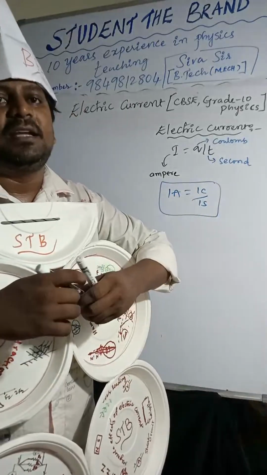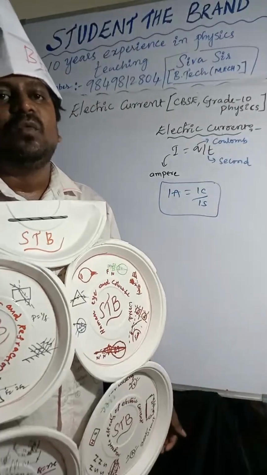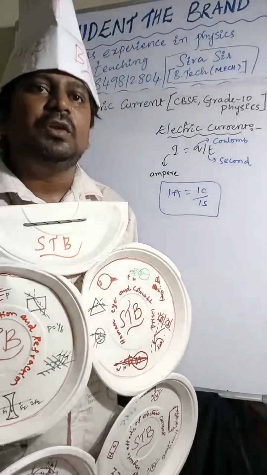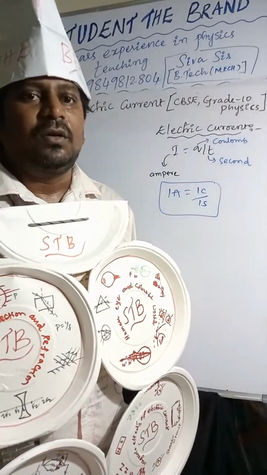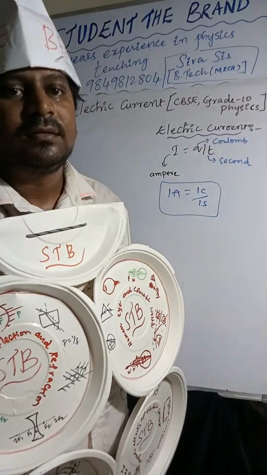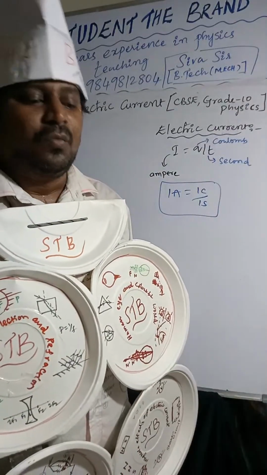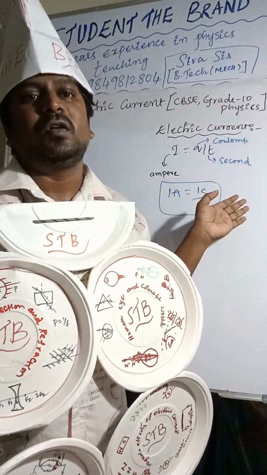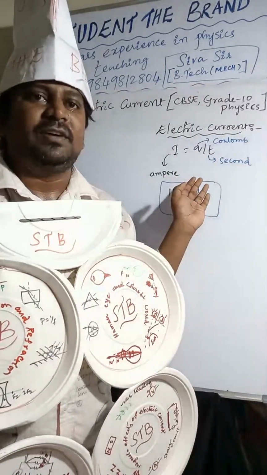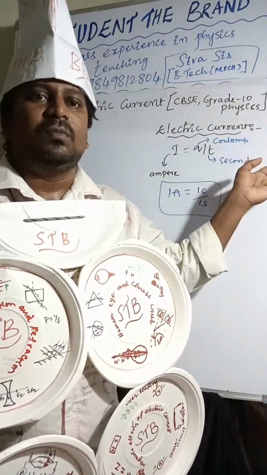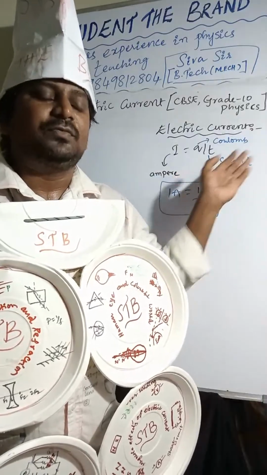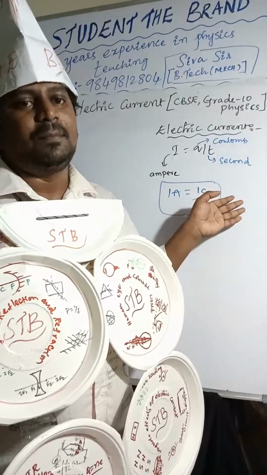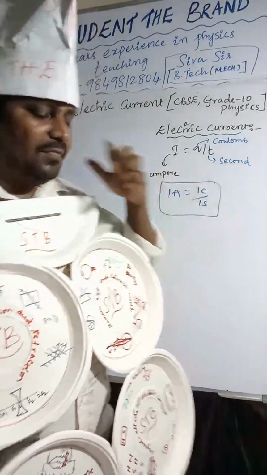So 1 ampere is defined as 1 coulomb of charge flowing through unit cross section area per second. So that is nothing but 1 ampere.